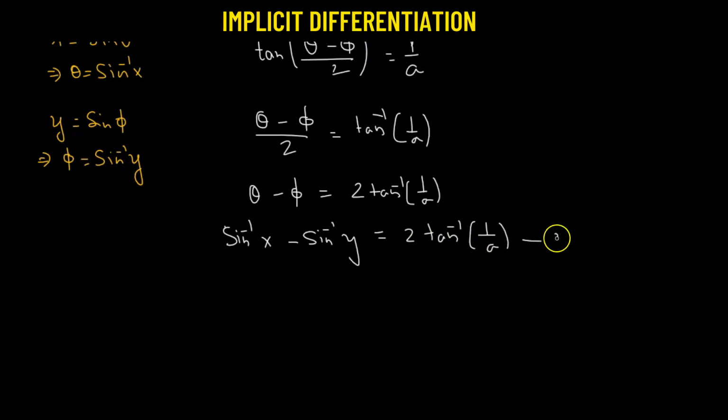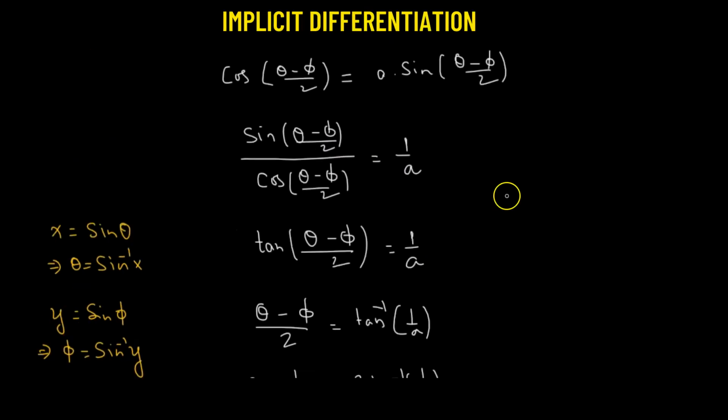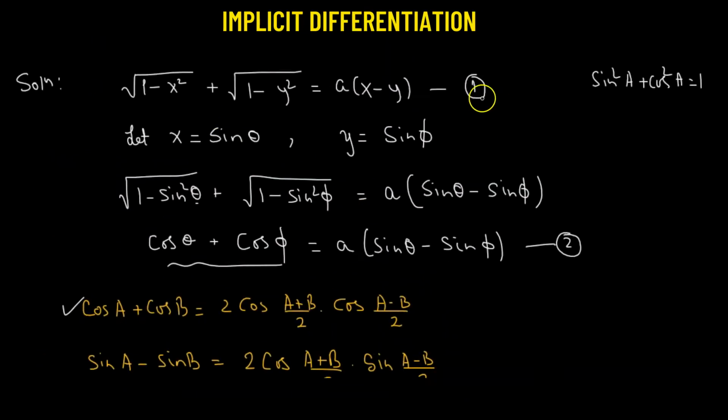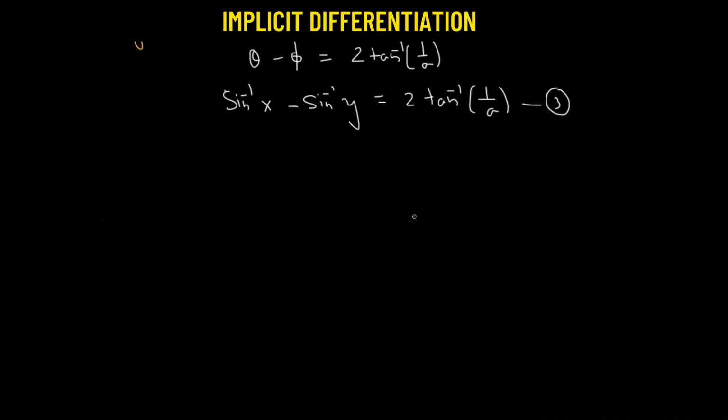Now what we have done, this is number 3. We started out with the implicit function given by equation number 1. So after making the two substitutions, x with sine theta and y with sine phi, we have obtained an inverse trig equation. Now we'll take the derivative on both sides with respect to x.